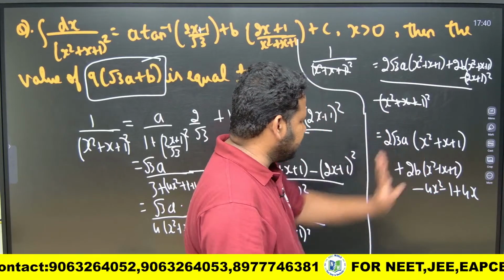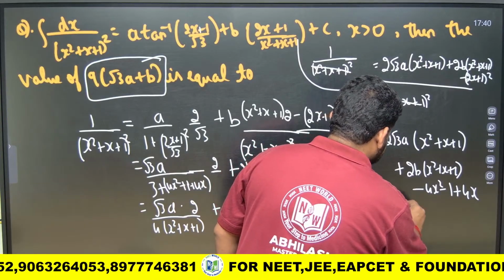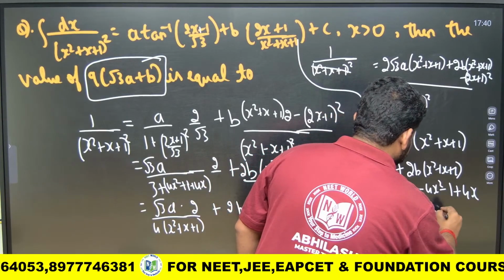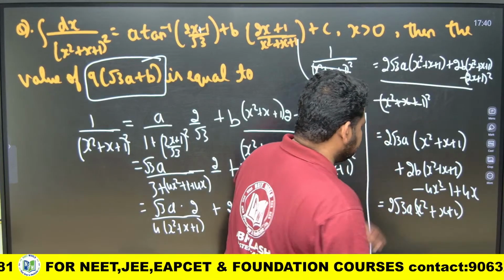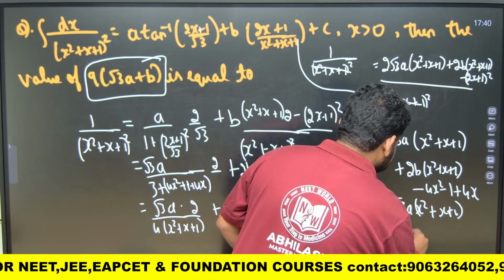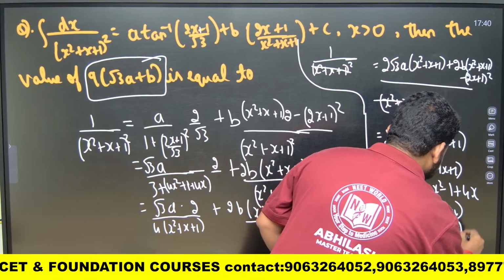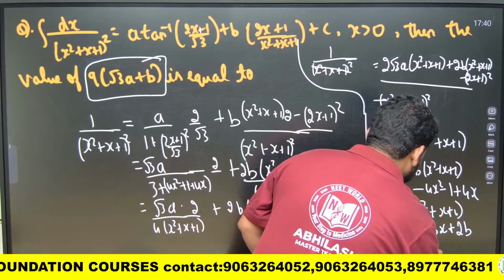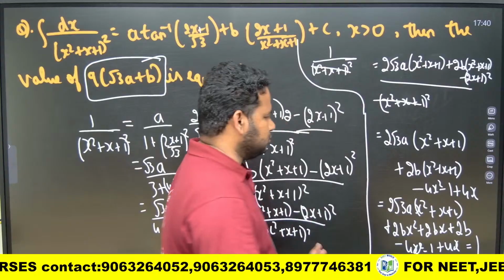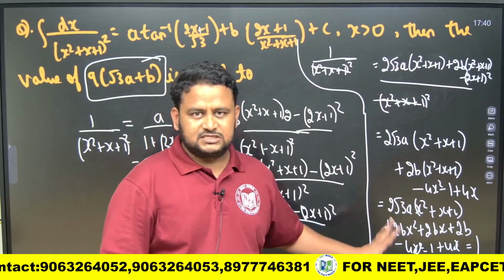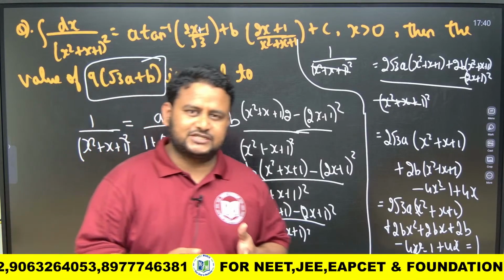So if I simplify this completely, I will get 2 root 3a x square plus x plus 1, plus 2b x square plus 2bx plus 2b minus 4x square minus 1 plus 4x. This entire thing will become equal to 1. Now I am simplifying this. This simplification you can do by yourself. Don't expect spoon feeding from here.